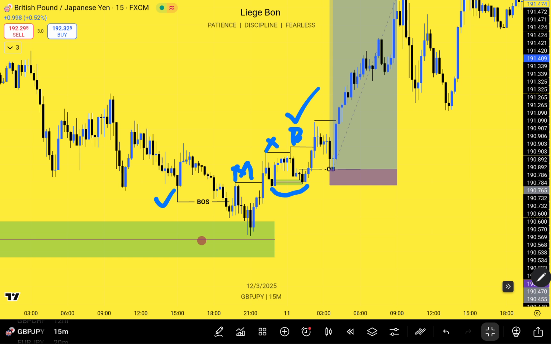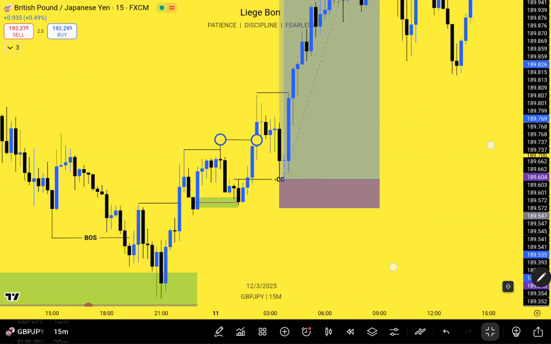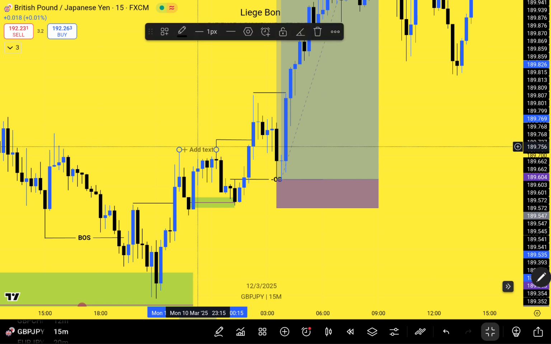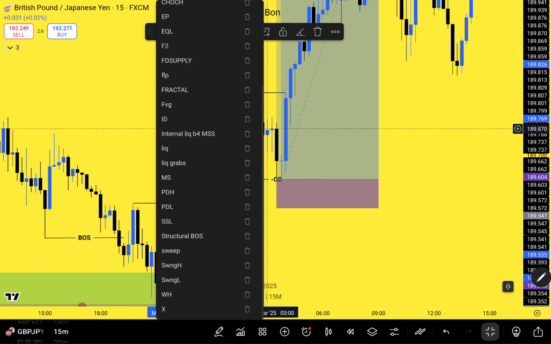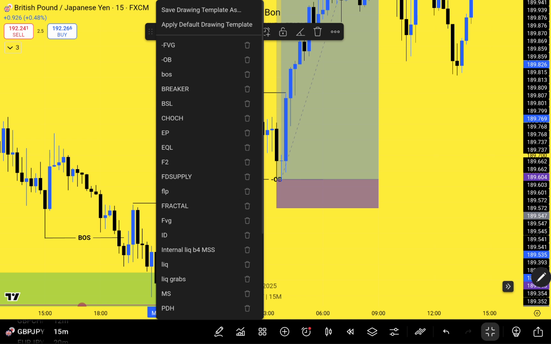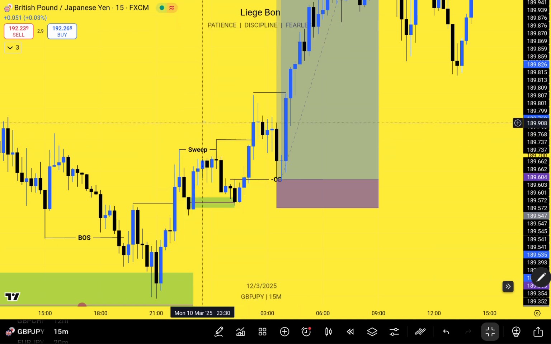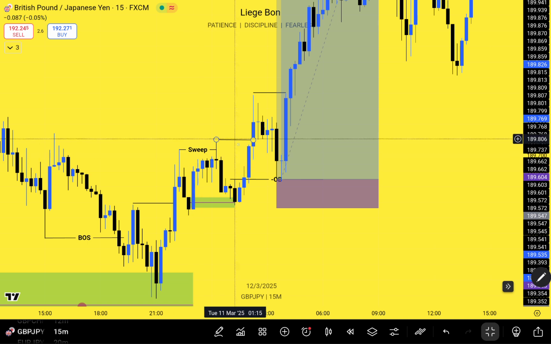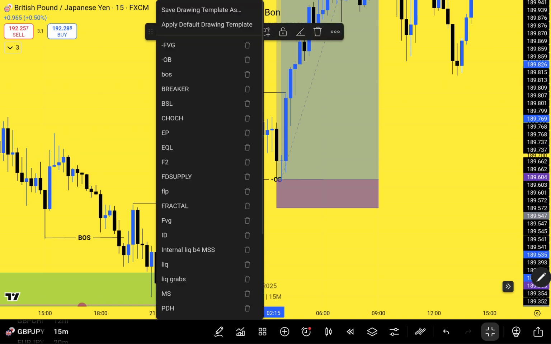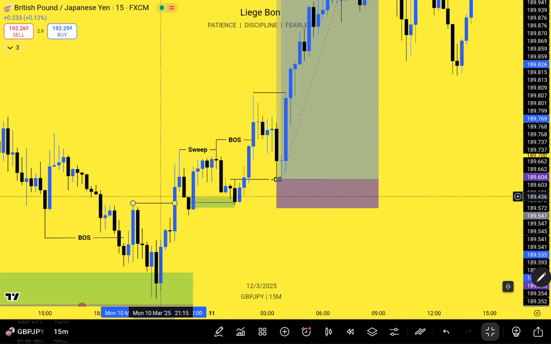Now, for those of you out there who don't really understand stuff like this, you see this here, you see this is a sweep. Guys, this right here is a sweep. You can use an X to identify it, or you could use just the term sweep. Understand? This is a sweep. This is not a break of structure. This here is the break of structure because we broke and closed above the body. You understand?